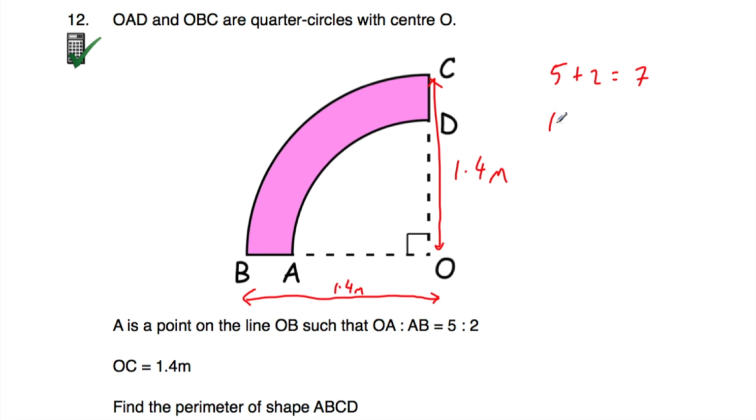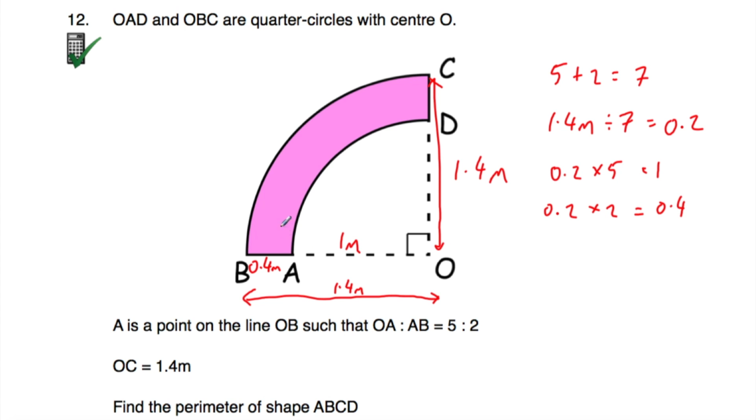Then we'll take our 1.4 meters, the length of the whole radius from O to B, and we'll divide that by 7, and that's equal to 0.2. And now we'll times it by the 5 and we'll times it by the 2, and that will give us the length from O to A and from A to B. So we'll do 0.2 multiplied by 5, which is 1. We'll do 0.2 multiplied by 2, and that's equal to 0.4. So that means from O to A is 1 meter, and from A to B is 0.4 meters. And that's great. So we now know the distance from O to A, which is 1 meter, and from A to B, which is 0.4 meters.